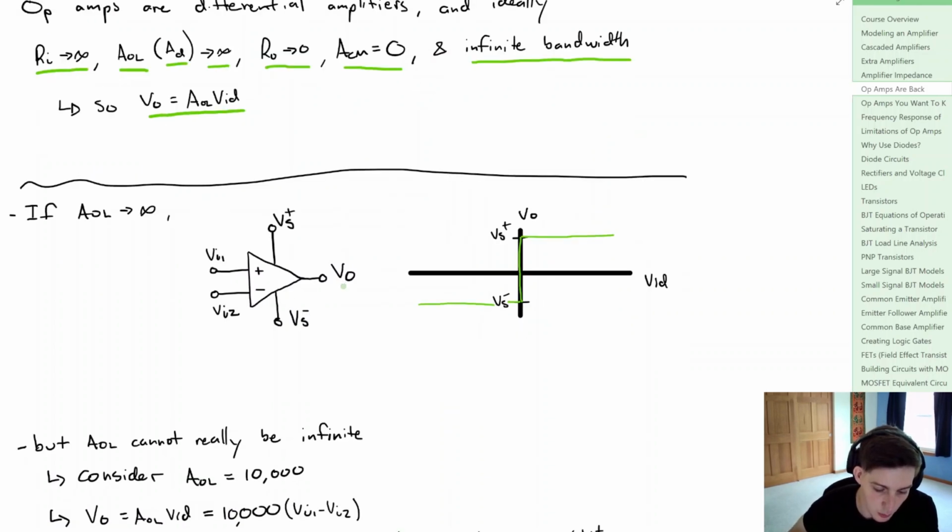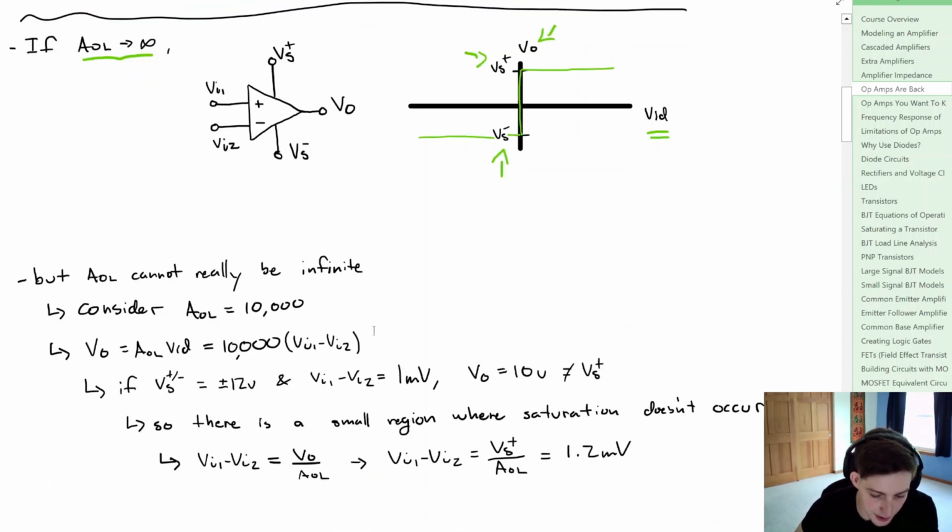Now, if we take our open loop gain to infinity, well, then our output voltage becomes pretty straightforward. If the differential input voltage is greater than 0, that output voltage is going to try to push towards infinity, and if it's less than 0, it's going to push towards negative infinity. But we know that we are capped by our saturation or supply voltages, so what we end up getting is the following graph here, where horizontally we're looking at the differential input voltage, and vertically we're looking at our output voltage.